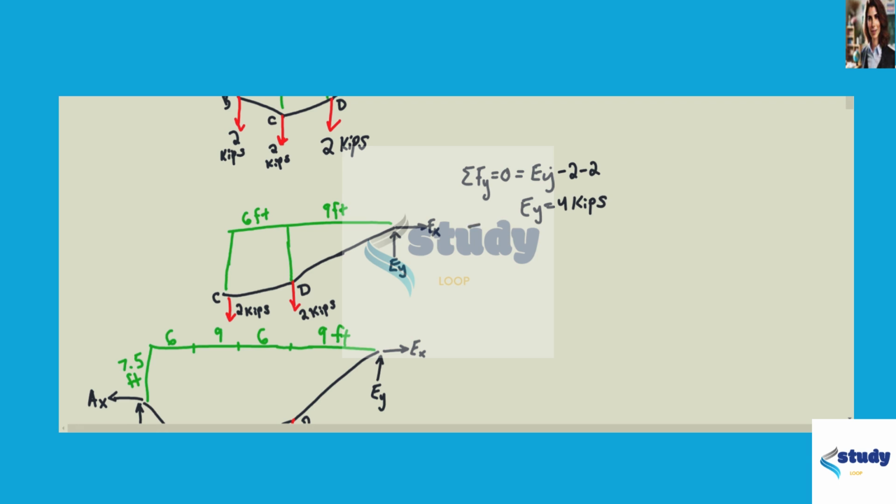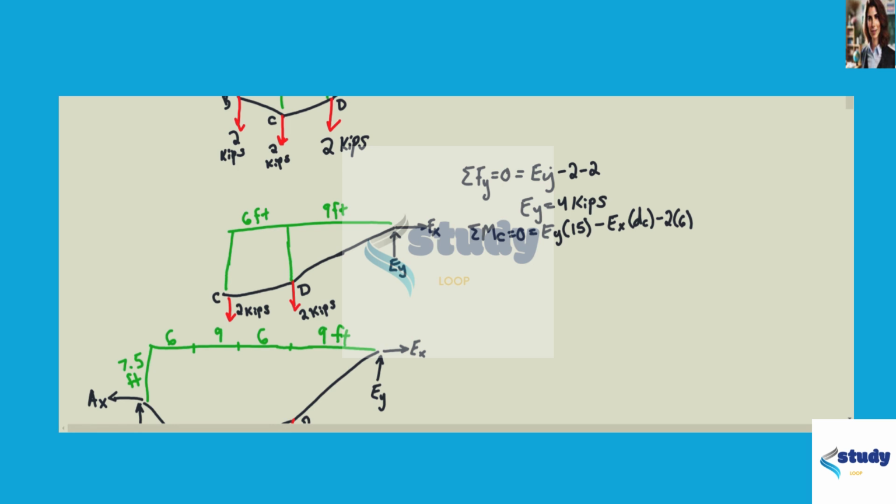Next, we're going to do the summation of moments around C, set equal to 0. That will equal Ey times 15, because there's 15 feet in the horizontal direction between C and E, then minus Ex times dc, minus 2 times 6. This is the load at D. It creates a clockwise moment around C, which is negative, and it's times 6 because there are 6 feet in the horizontal direction between C and D.